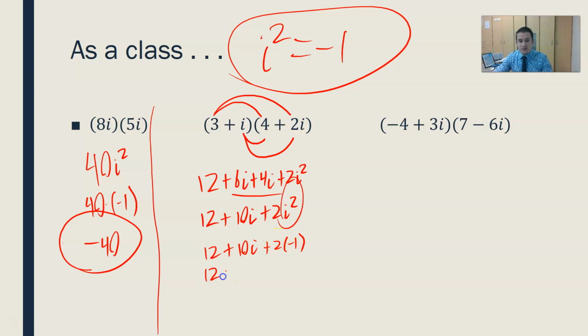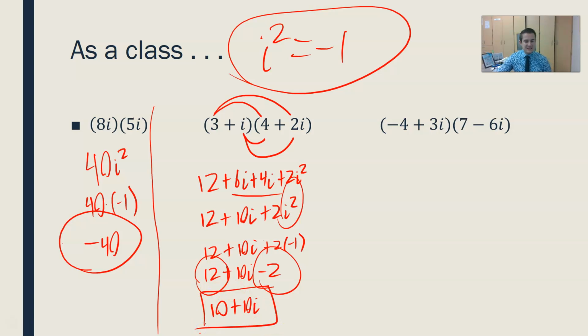And 2 times negative 1 is just negative 2. Well, now are there any more like terms I can combine together? Indeed, 12 minus 2 is 10, and my final answer is 10 plus 10i.